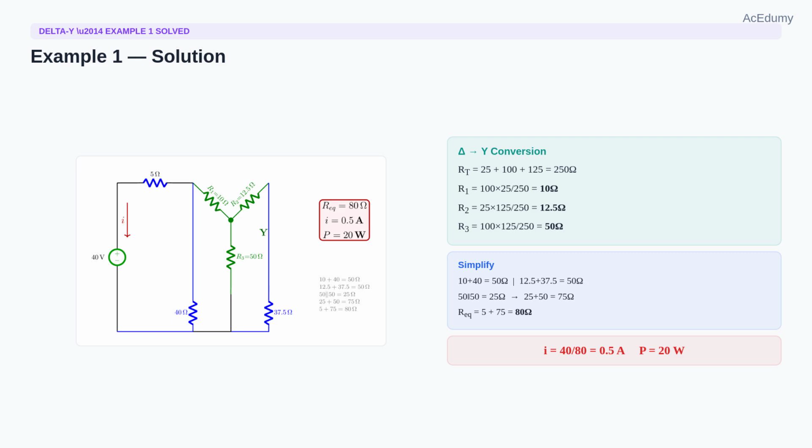Finally, add the 5-ohm resistor. 5 plus 75 equals 80 ohms total. The current is 40 volts over 80 ohms, which equals 0.5 amperes. The power from the source is I times V, 0.5 times 40, which equals 20 watts.